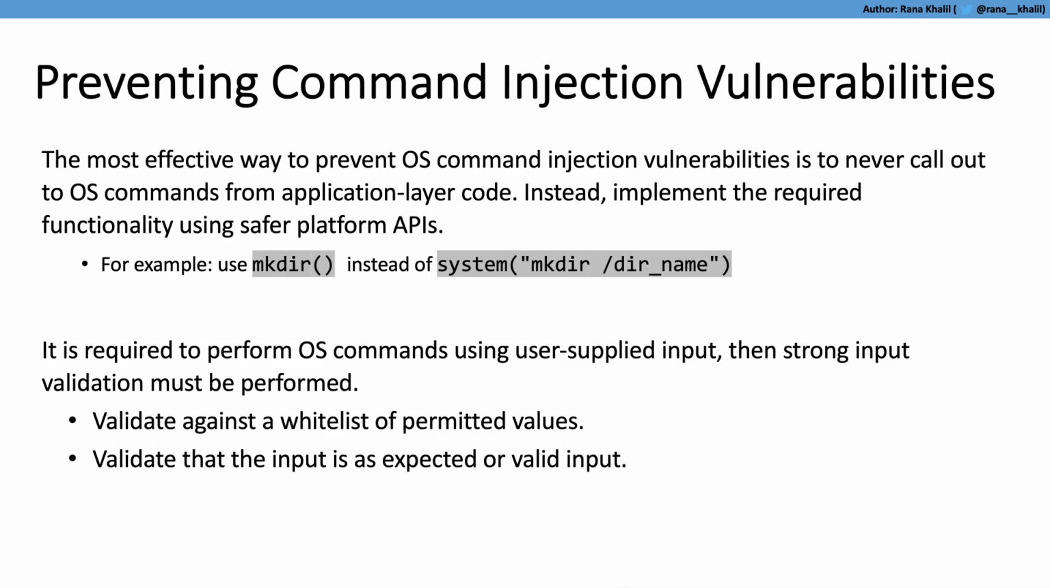Now, if it's absolutely necessary and required for you to perform OS commands using user-supplied input, then there are 2 layers of defenses that you could perform. The first one is validating against a whitelist of permitted values. And so let's take the example that we saw before. If all you need to do is ping 127.0.0.1, so localhost, and ping another IP address, then in that whitelist there should only be these 2 IP addresses, and if you enter one of these 2 IP addresses, then it passes through.